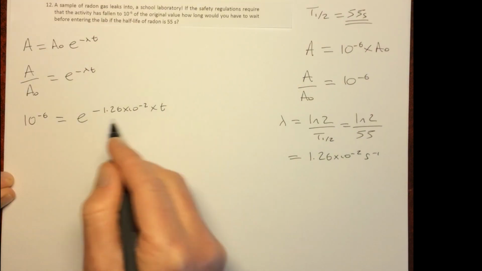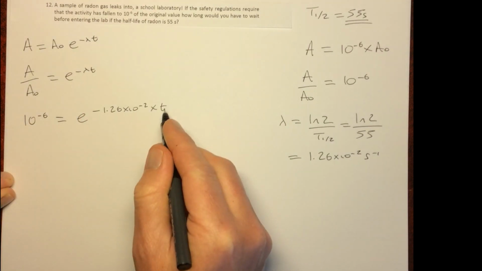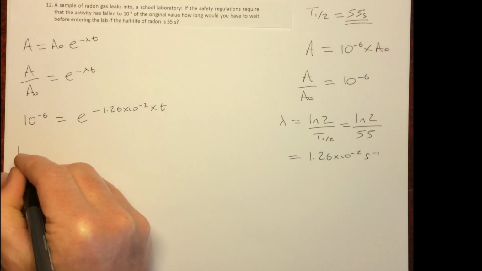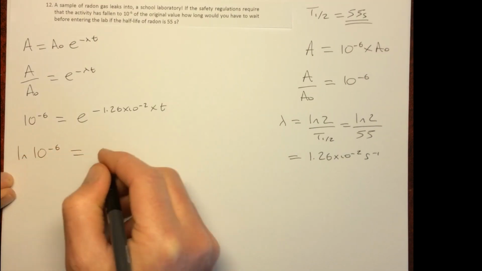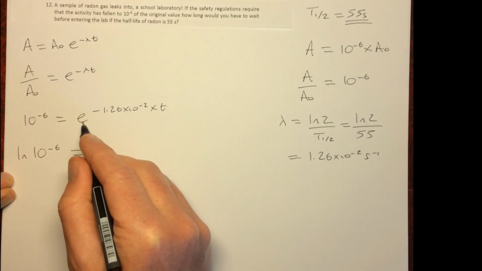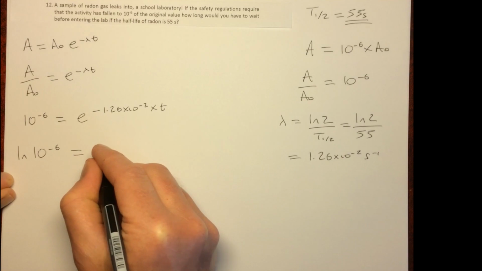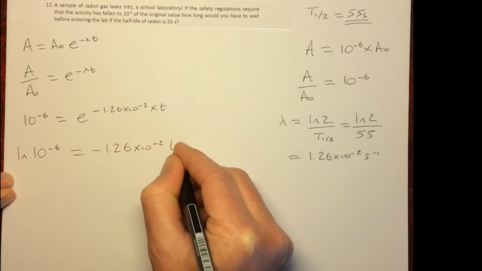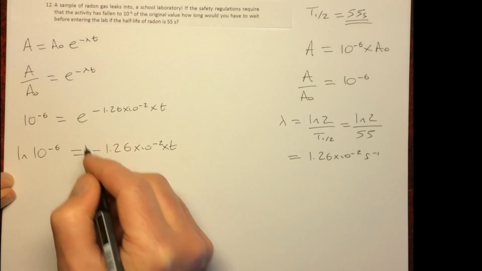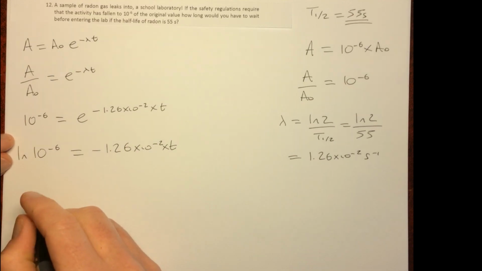But what we need to do now is natural log both sides, because we need to get rid of this exponential so that we can work out t. So ln 10 to the minus 6, natural log this side here. We also need to natural log that side. Now we know if we natural log e to the minus 1.26 times 10 to the minus 2 times t, it's going to give us minus 1.26 times 10 to the minus 2 t, because the natural log cancels out that e, so to speak. It's probably not the best way of putting it, but you get the idea.